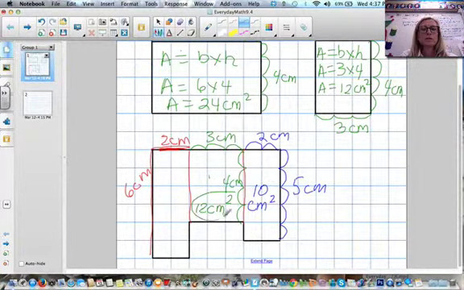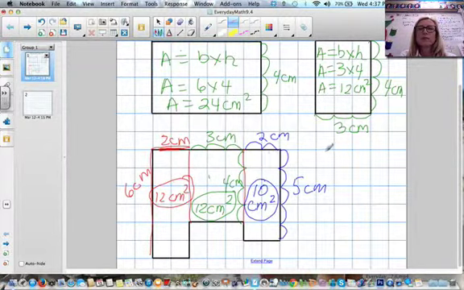Circle the part that is calculating the area of that particular rectangle. And then the last one is 2 times 6, which is 12 square centimeters. Circle that. And then over here, I'm just going to add all these up, and that will give us the total area for the whole thing. So 12 plus 12 is 24, plus 10 is 34, so the whole thing would equal 34 square centimeters.